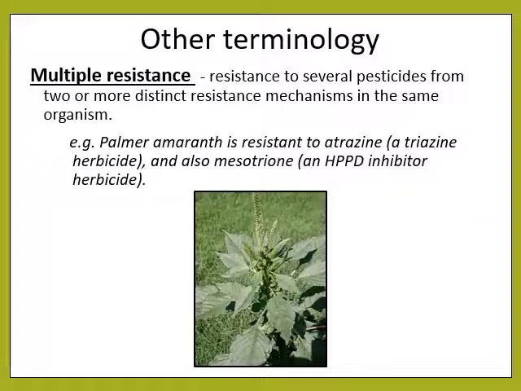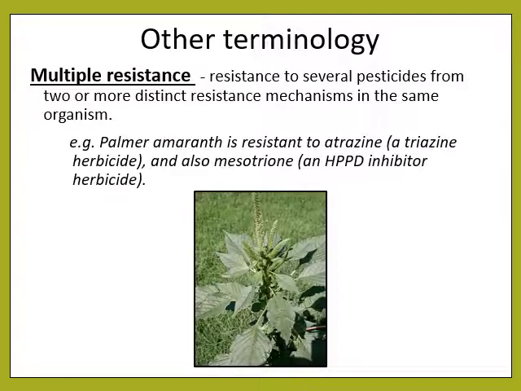This is different from multiple resistance. So this is when resistance to several pesticides results from two or more distinct resistance mechanisms in the same organism. For example, Palmer amaranth can be resistant to atrazine and also to mesotrione. These are two different groups and two different mechanisms.